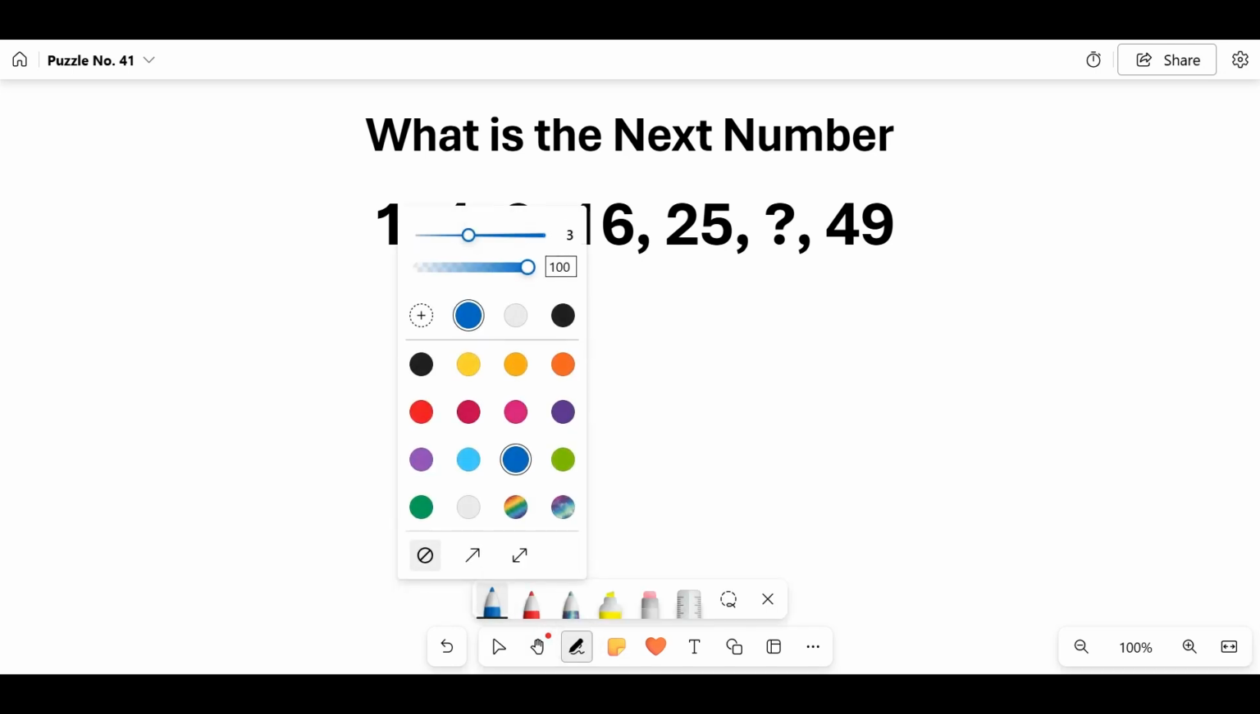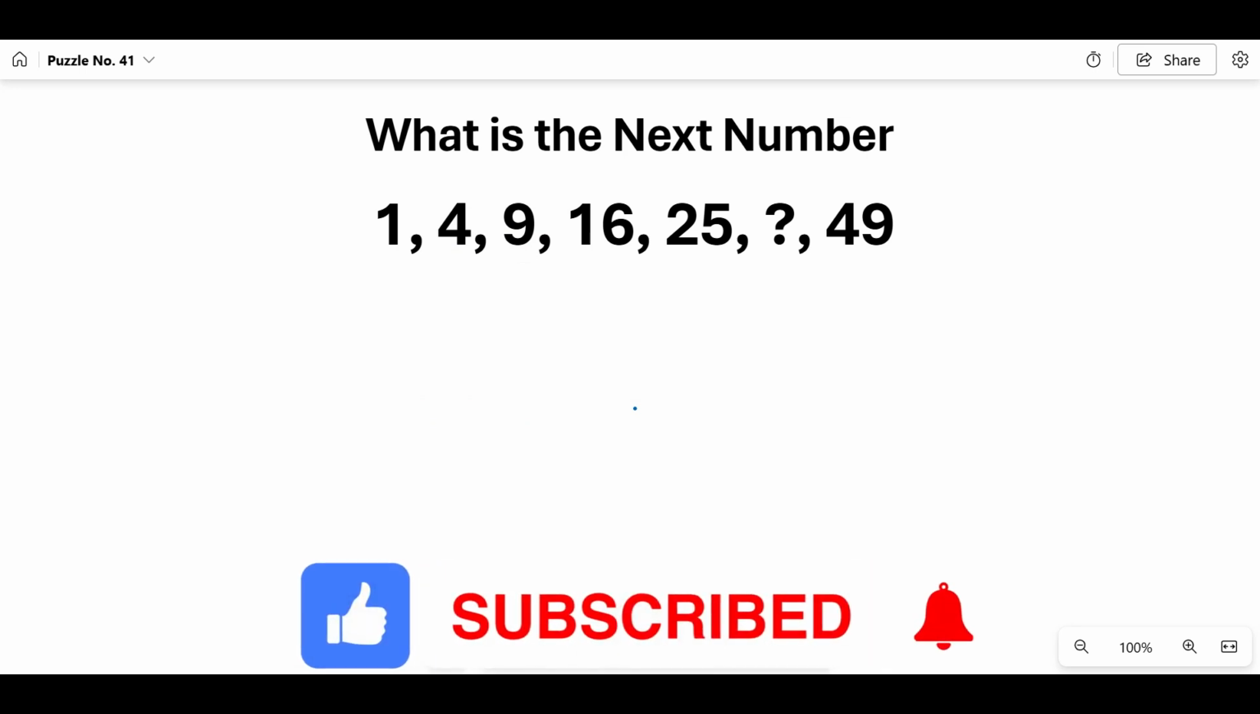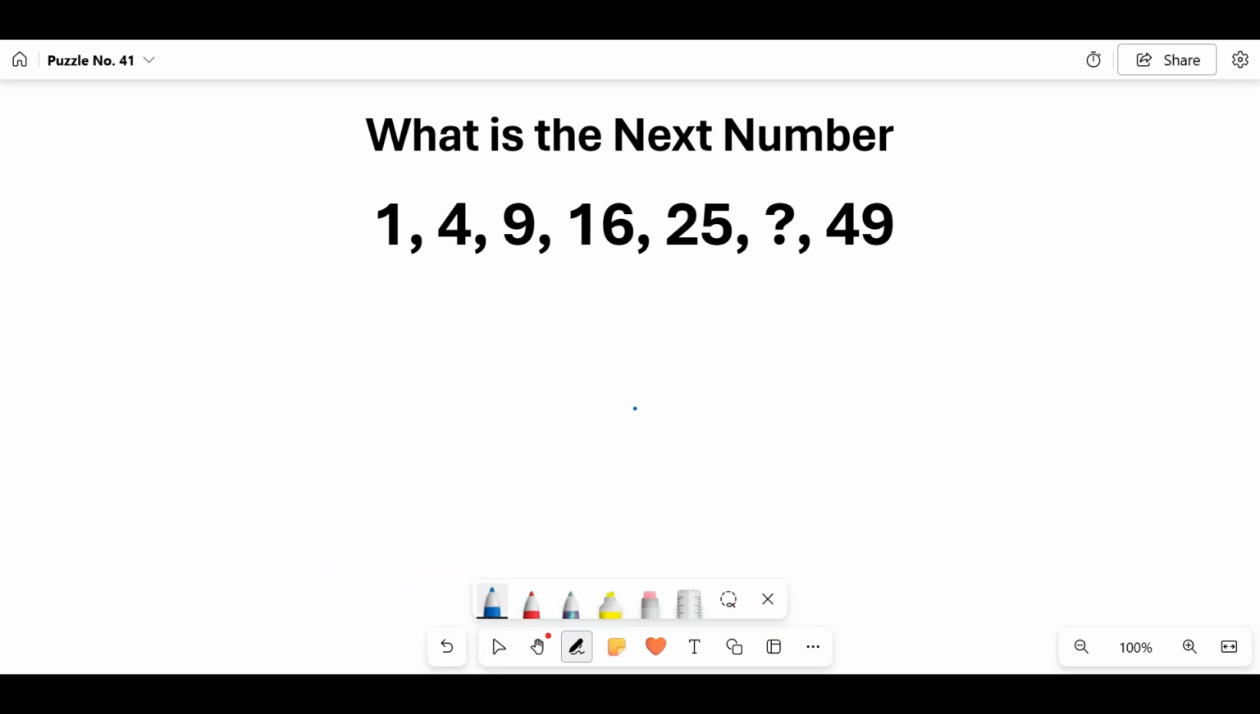As you can clearly observe here, it is given that the series is 1, 4, 9, 16, 25, and there is a question mark and then 49. So if you observe clearly, the logic here is that 1 is a perfect square, 4 is also a perfect square, 9 is also a perfect square. So 1 is because of 1 square, 4 is because of 2 square, right? So 9 is again 3 square, 16 is 4 square, 25 is 5 square. So therefore the question mark will be 6 square.